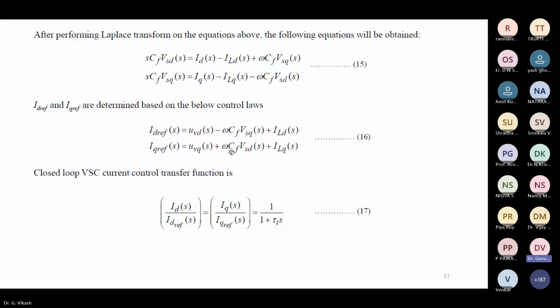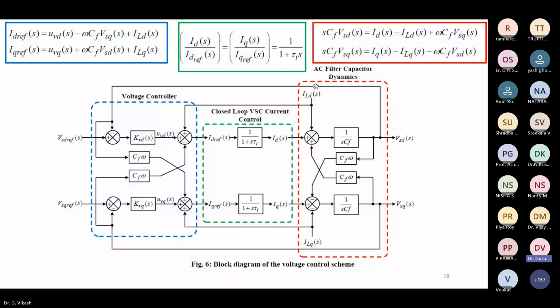Here this equation 16 is very important, and the closed loop transfer function is shown in equation 17. See, this red box shows the physical system dynamics, and this green box is the already closed loop voltage source converter current controls. Already we have decoupled the ID and IQ. Then we got simple single input, single output systems with the transfer function of 1 by 1 plus sTi. So that whole control loop we are keeping here.